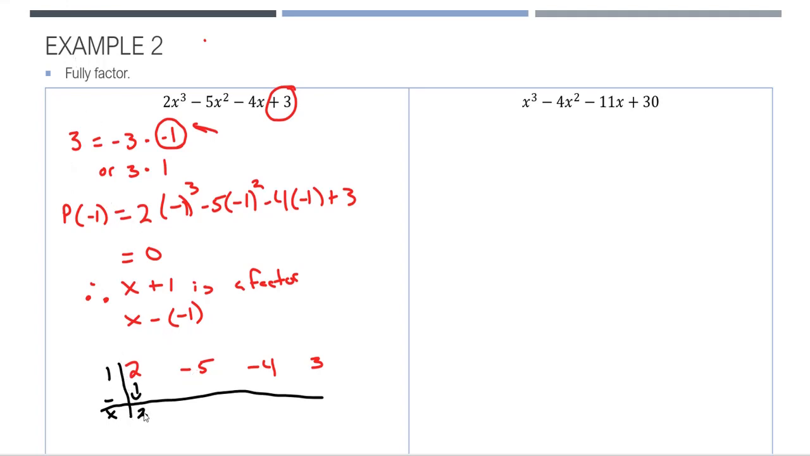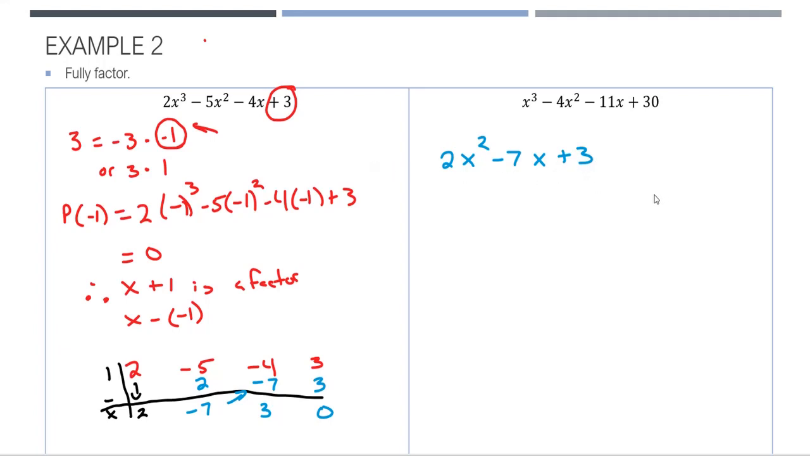And then 1 times 2 is 2. Negative 5 minus 2 is negative 7. 1 times negative 7 is negative 7. And then negative 4 minus negative 7, well, it's actually like adding. So we get positive 3. And then 1 times 3 is 3. And 3 minus 3 is 0. So perfect. We've done it correctly because I have a remainder of 0. So therefore, my quotient is 2x squared minus 7x plus 3.